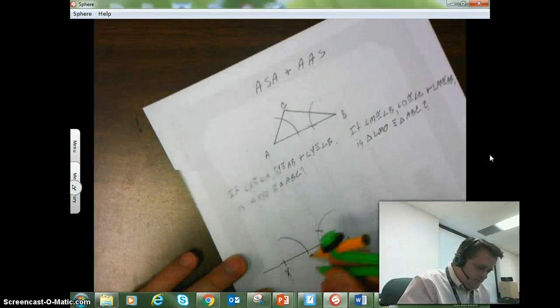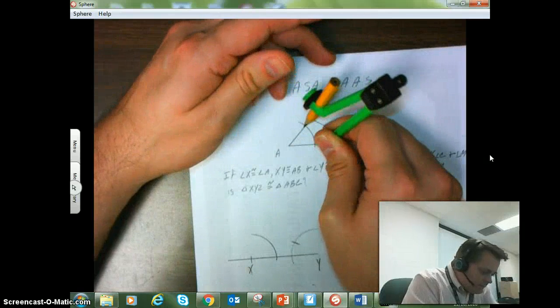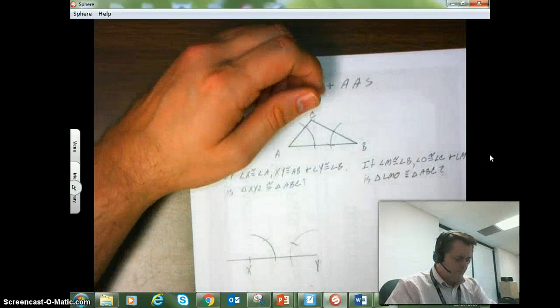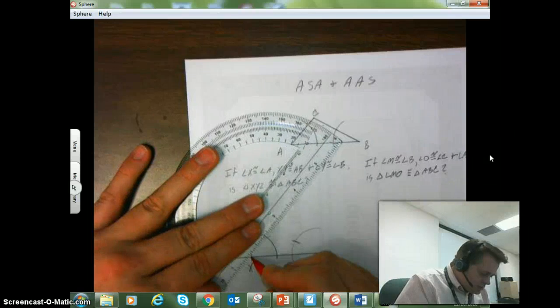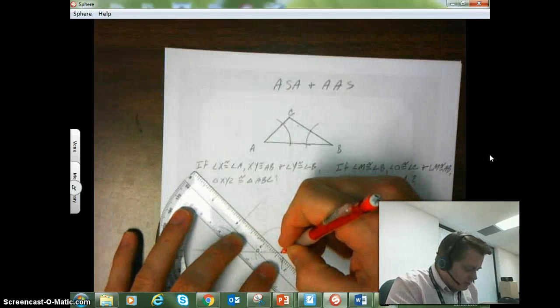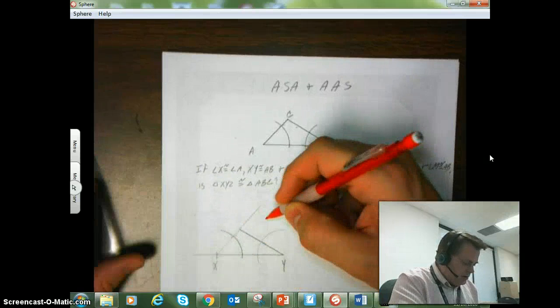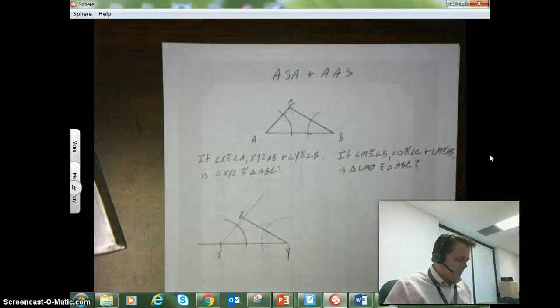Here we go. And looking for angle A, we got that point right there. So with my straight edge, we copied angle X to be congruent to angle A, and we copied angle Y to be congruent to angle B. So this is where point Z would be on the triangle.